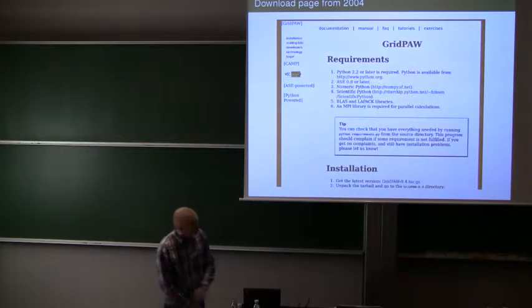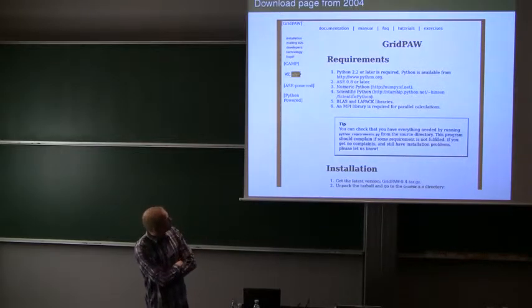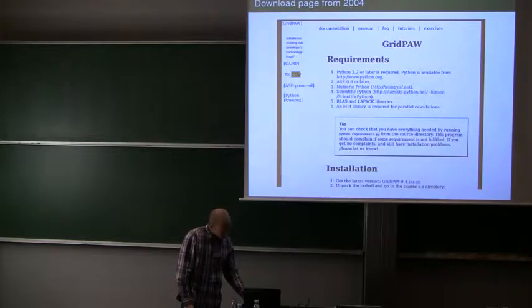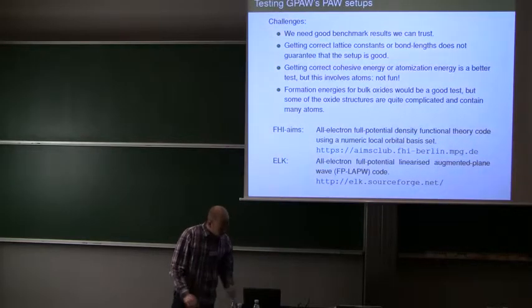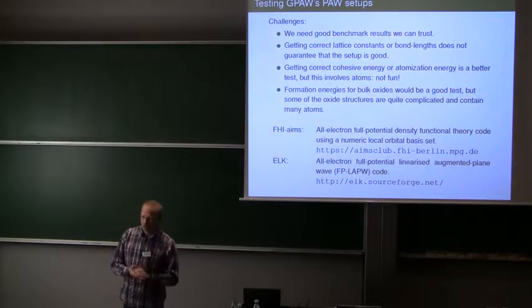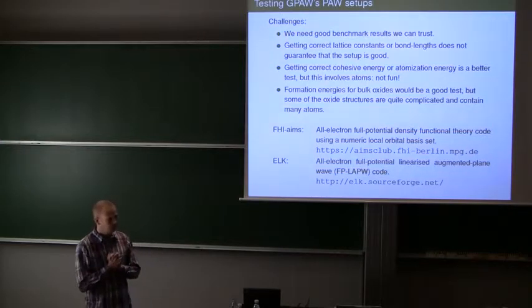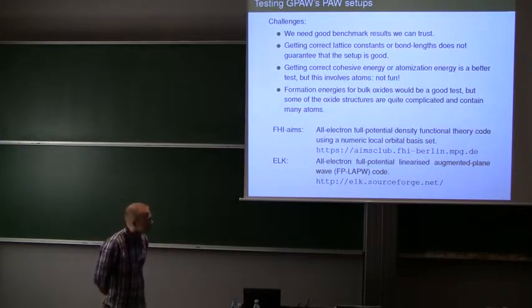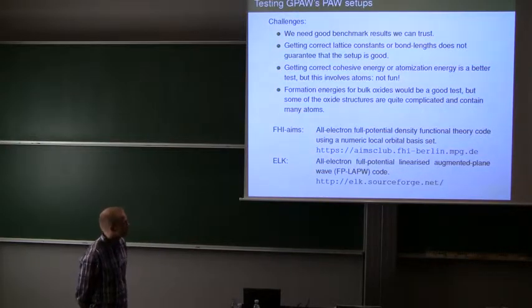And this is the download page. You can see we were using Python 2.2 and ASE 0.8 and Numeric. The good old days. So that was sort of the history. You are welcome to interrupt if you have a question along the way. So we're now going to move to PAW setups.